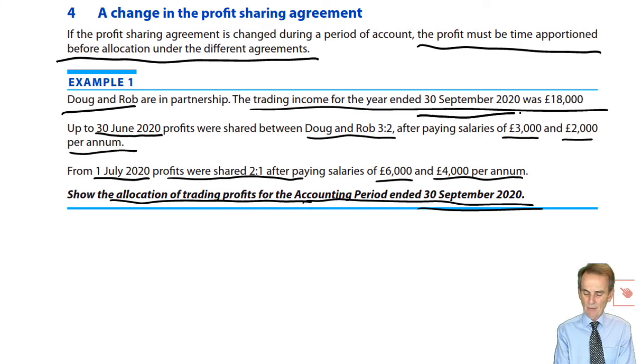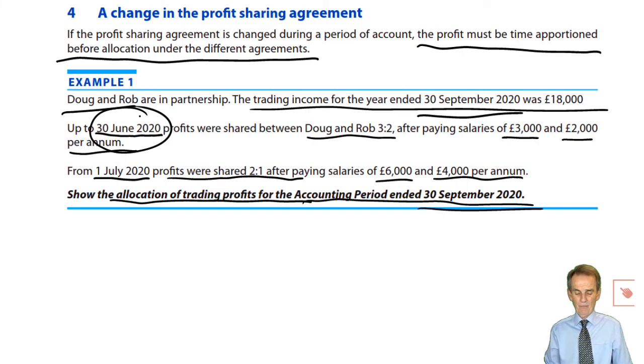So what's happened here? It was the year ended September 20. The change occurs 30th of June 2020. So in which case, therefore, the agreement runs through to the 30th of June 2020 from the start of that accounting period. It was the year ended 30th of September 2020, so it would have begun on the 1st of October 19. So from then, the 1st of October 19, through to the date of change, the 30th of June 2020, we have the old agreement.